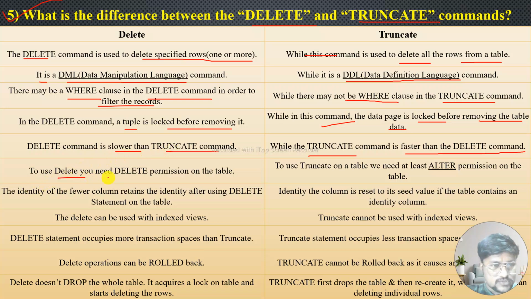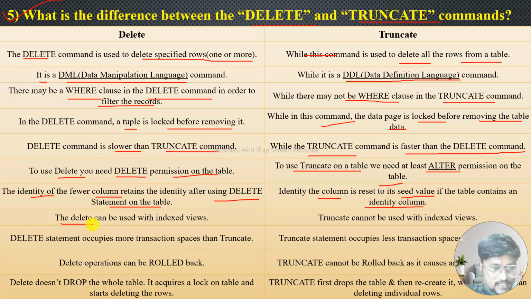To use delete, you need delete permissions on the table. To use truncate on the table, we need at least alter permissions on the table. Next, the identity column retains its identity after using the delete statement on the table. The identity of the column is reset to its seed value if the table contains an identity column.